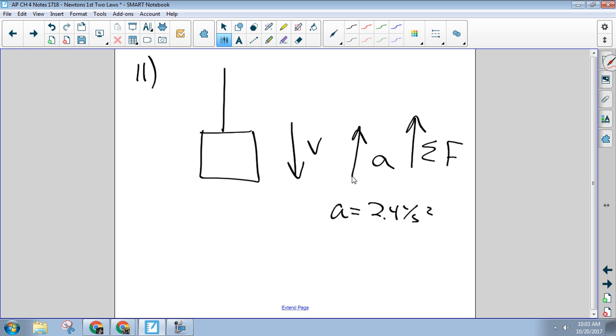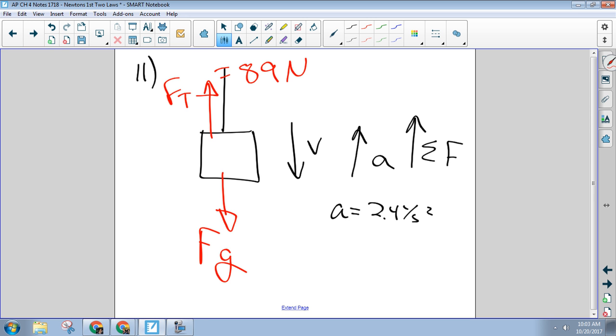All right, so what forces act on this thing? There are two forces. What do you got? Gravity's pulling it down, and tension's pulling it up. The problem tells us, in part A, that the tension is 89 newtons. And then we want to find the mass, right?